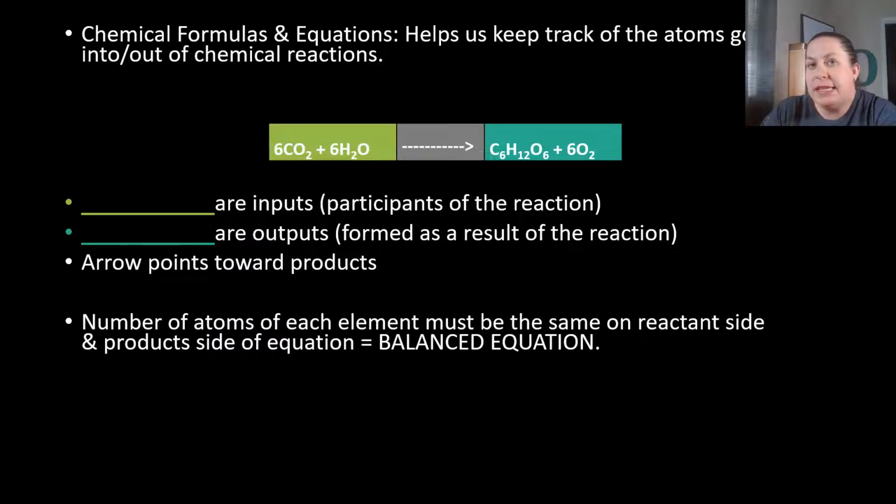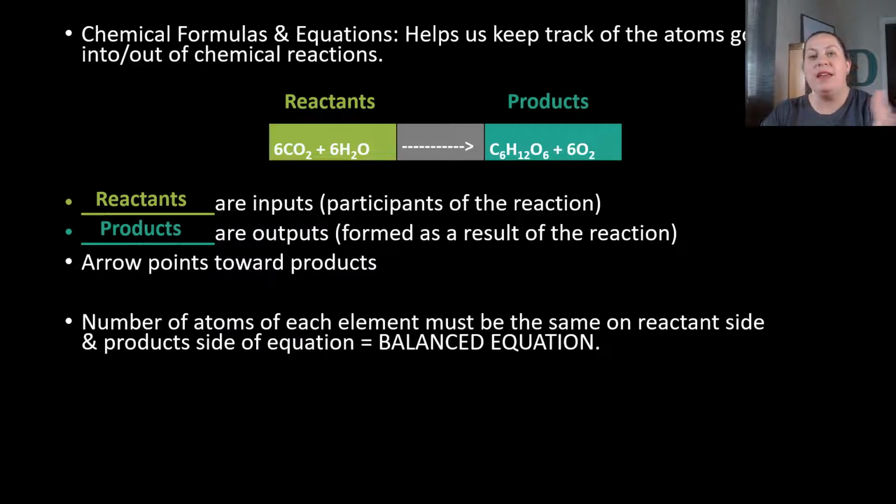All right, so this brings us to chemical formulas. Chemical formulas and equations help us keep track of the atoms going into and out of a chemical reaction. In these bonds that we've been talking about, we have to keep track. However many go in have to come out on the other side. So reactants are what go into a chemical reaction, and products are what come out of a chemical reaction. The arrow always points towards the products. Now the number of atoms of each element must be the same on the reactant side and on the product side in order for it to have a balanced equation.